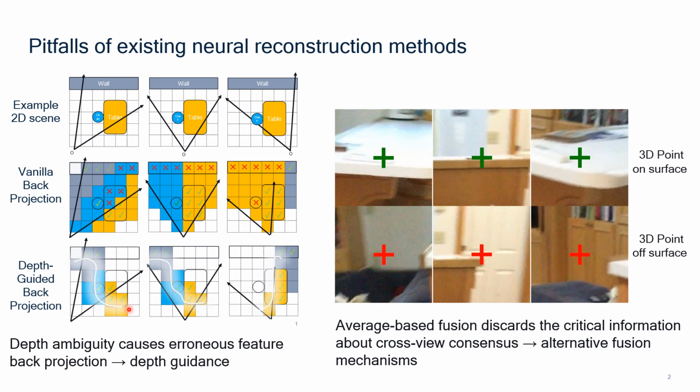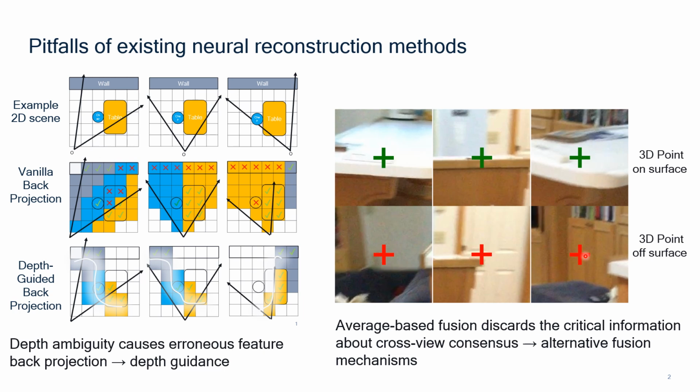Another issue with the current neural reconstruction methods arises from the multi-view feature fusion. As we can see from this example, visual appearance is much more consistent for 3D points on surface than 3D points off surface. However, most methods apply a simple average to fuse features from multiple views. Critical information about cross-view consensus is lost in this process.